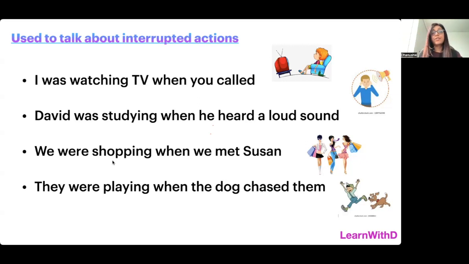In the first action. So we say they were playing, because that's where we use the past continuous, when the dog chased them. And remember the second action, which is the dog chasing them. The second action also has to be in the past tense because both actions are happening in the past. But for the second action, we use the simple past, and for the first action, we use the past continuous. I hope that was clear.